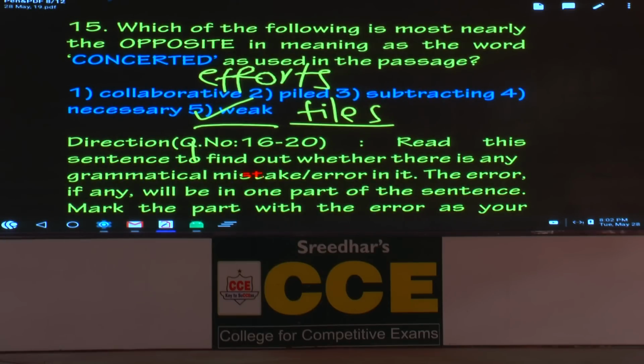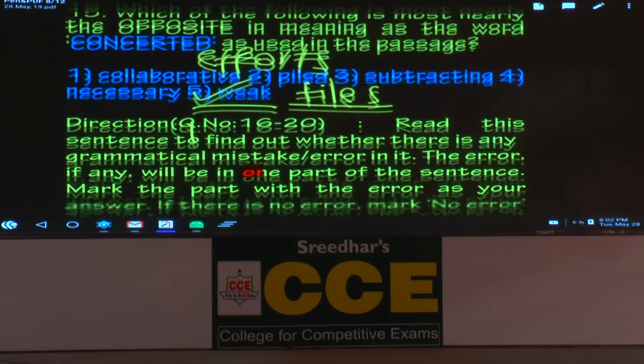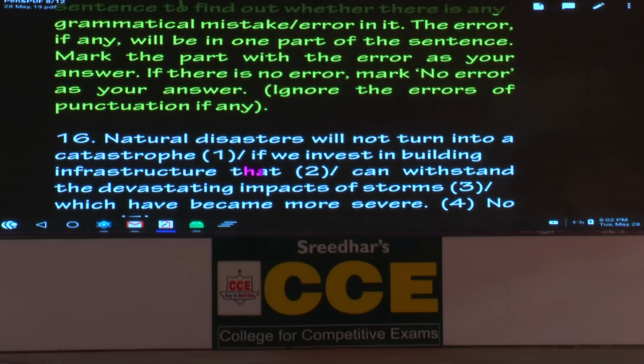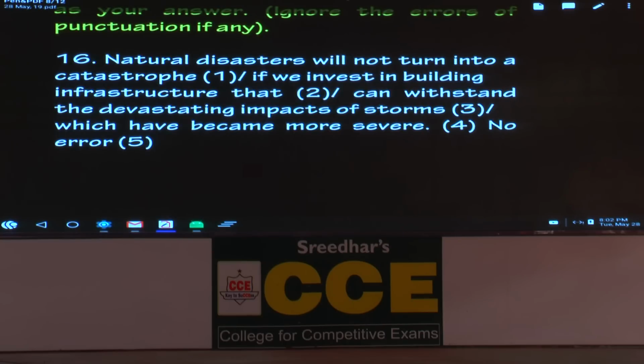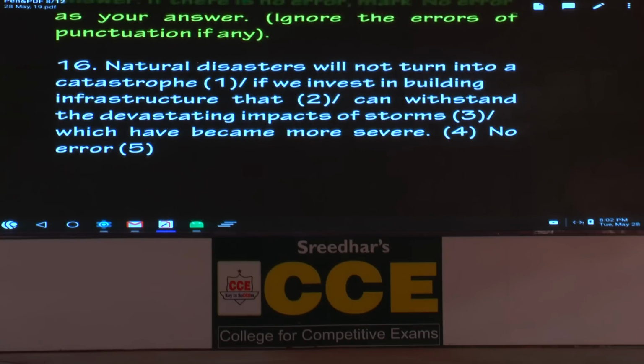Easy or difficult? So who has got, those who have attempted this passage, has anyone got 5 or 5 plus? Please raise your hands. That's very good. I appreciate those students. Now your favorite section. Which one is that? Spot the errors. We all love grammar. Grammar related.